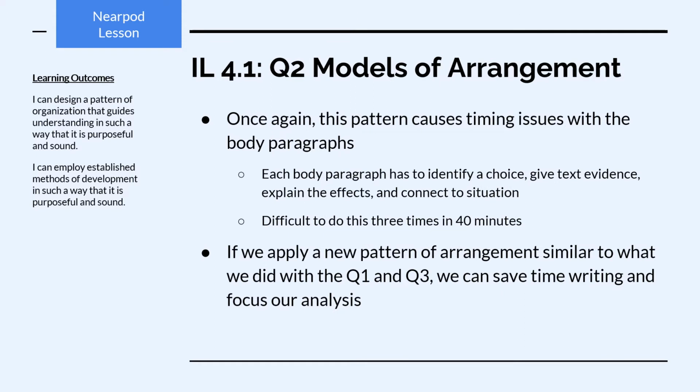Once again, though, just like we saw in the Q1 and Q3, this pattern causes timing issues, especially with those body paragraphs. Each body paragraph has to identify a choice, give text evidence, explain the effects, and connect it to a situation under this traditional model. And doing all of those things 3 times over for 3 separate body paragraphs is difficult to do in just 40 minutes. But if we apply a new pattern of arrangement similar to what we did with the Q1 and Q3, we can potentially save time writing and better focus our analysis.